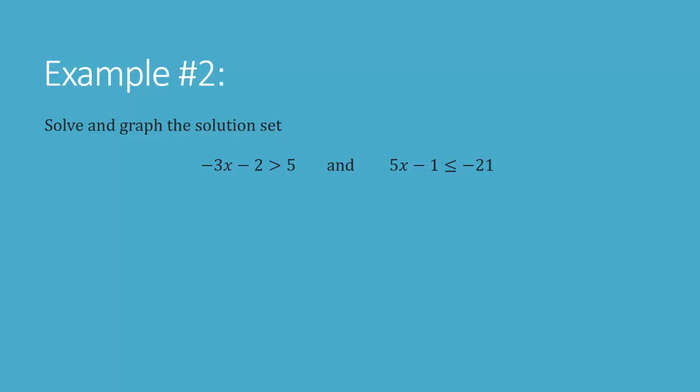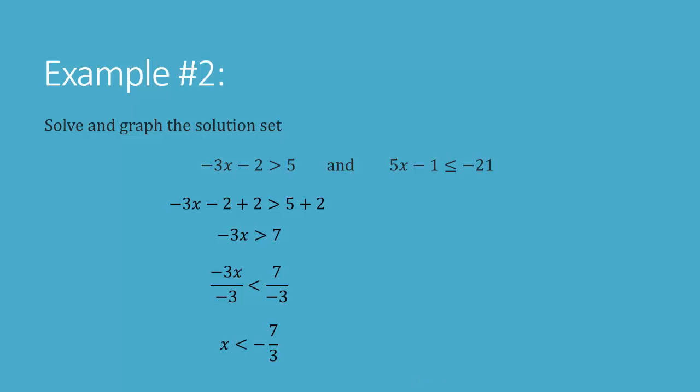So now we're looking at all the values of x where negative 3x minus 2 is greater than 5 and 5x minus 1 is less than or equal to negative 21. So again, we just start with the first one. We will add 2 to both sides. We will then divide by negative 3, remembering to flip the sign because we're dividing by a negative. And we get x is less than negative 7/3.